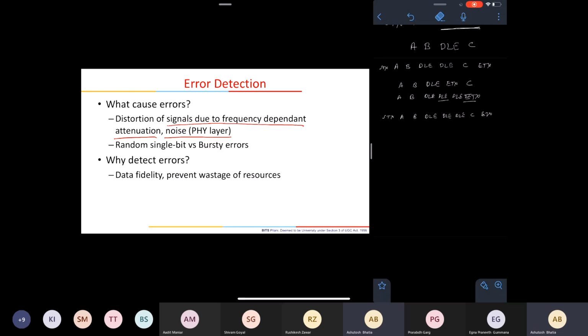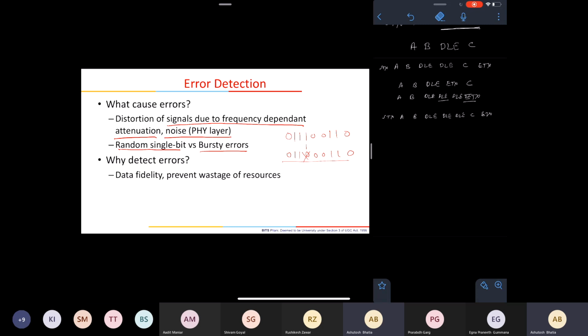Now, the error could be of two types. One is random single bit errors, or bursty errors. Now, random single bit errors is like if I transmit 0 1 1 1 0 0 1 1 0, then at the receiver maybe some bit randomly gets flipped from 1 to 0, and then the receiver will get 0 1 1, and then this bit will be an error, and then 0 0 1 1 0. So in this error model, we say that every bit has some probability of being in error. Okay. So that is one situation.